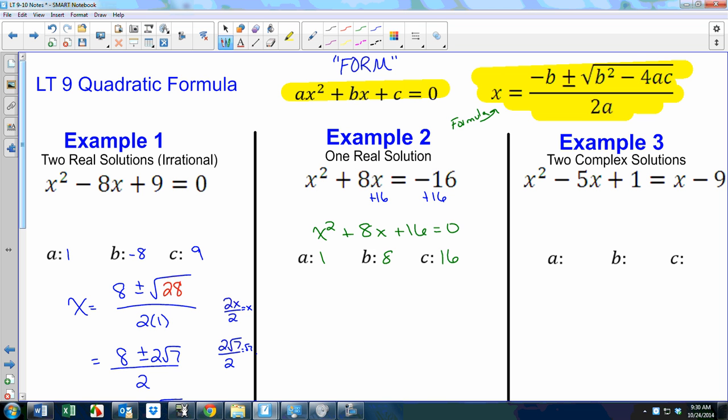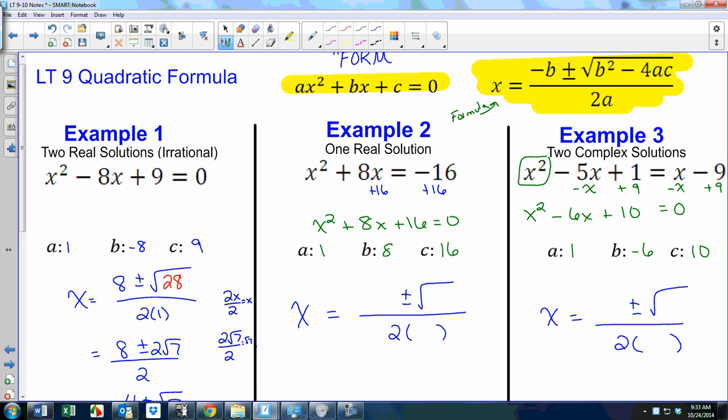And then in example 3, I like to keep the a positive. I would recommend it, it's easier to reduce your fractions later. So if that x squared is already positive, I'm going to subtract the x to the left side and add the 9 to the right side, which will leave 0 on the right. On the left side, we'll get x squared, negative 5x minus x. Again, I'll pause the video.